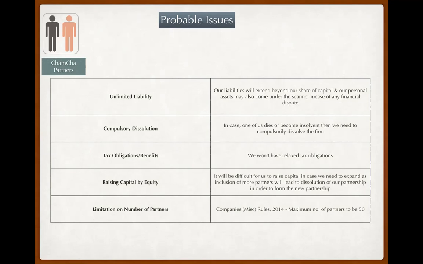Even if both the partners are convinced to raise the capital through dilution of shareholding, there is also a limit on the number of partners. If you're going to expand your business in various continents, in various countries, and you would like to have more capital, then there is a limit created by the Companies (Miscellaneous) Rules 2014, that the maximum number of partners can be only 50. So you can't have more than 50 partners in any partnership firm. That limit can also be a demerit of the partnership firm.